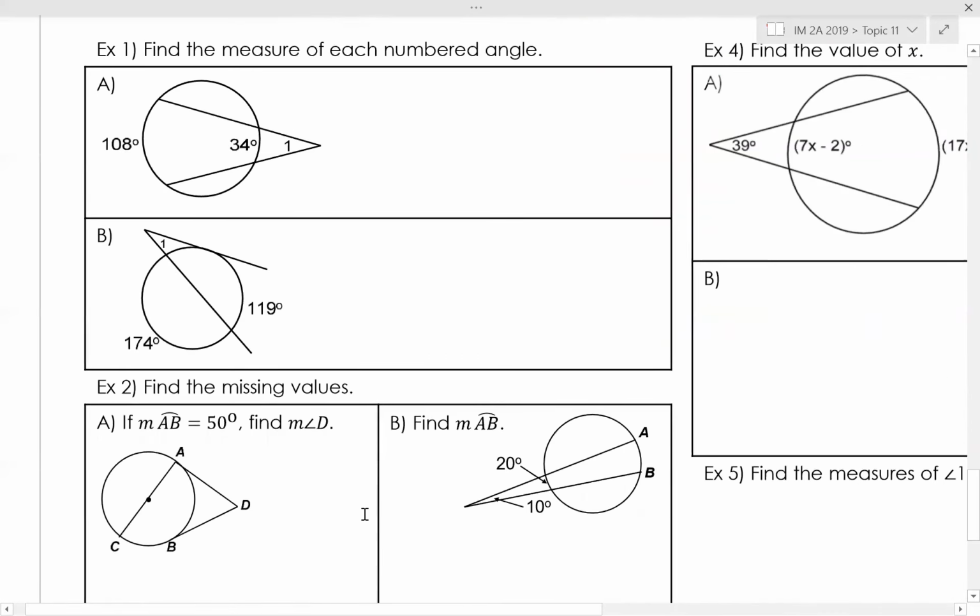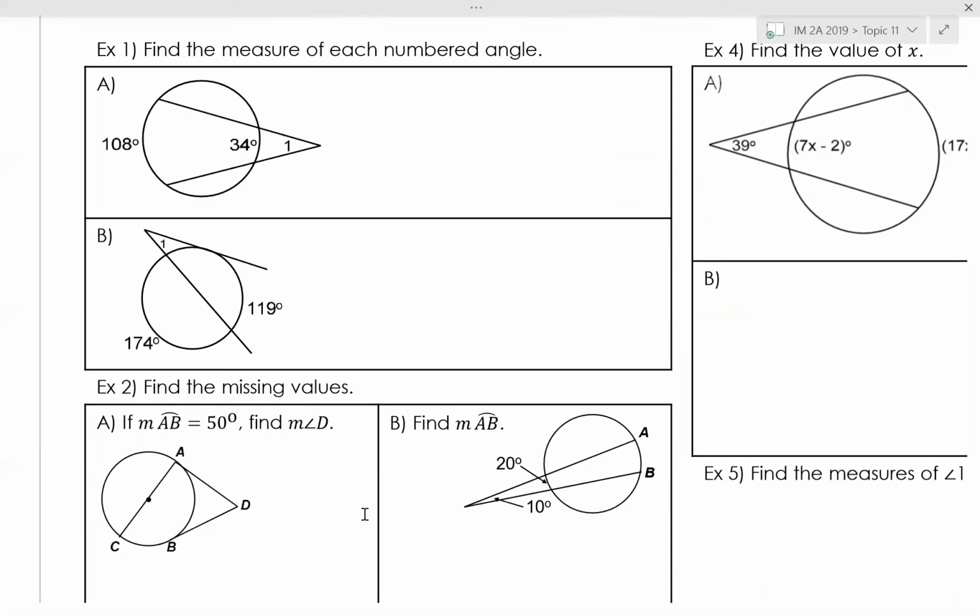So again, we will just do some of the examples. We're just going to do example 1, example 2, example 4, and example 5 for this, just so that you can be prepared for the worksheet, not the more complicated problems.